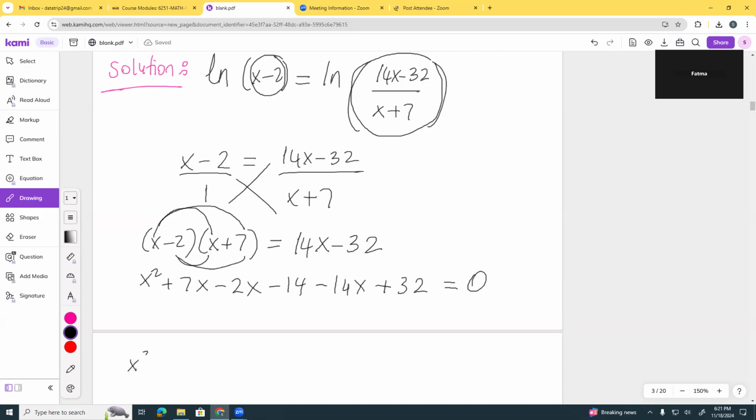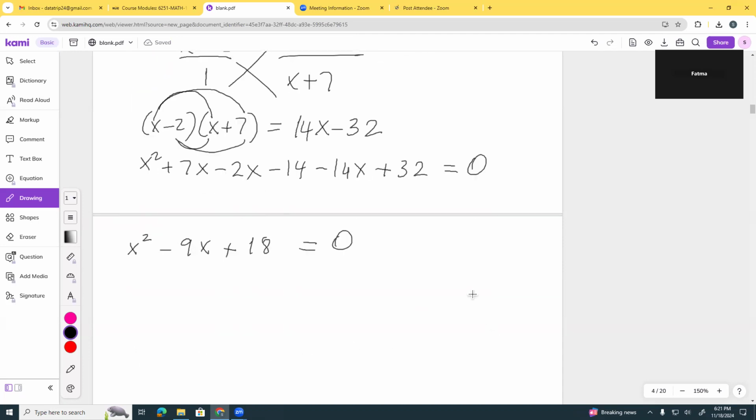This is the x squared, 7x and negative 2x. When we combine them, that's a positive 5x. And then I have negative 14x here, that's a negative 9x. Negative 14 and positive 32, when I combine them, I believe that just makes an 18 is equal to a 0. Okay. This is a quadratic equation. Remember my very first sentence to you. College algebra is all about solving quadratic equations. How can I solve this quadratic equation?